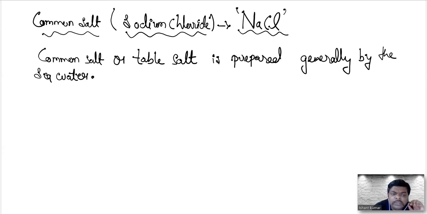Okay, that salt is taken to the factories, where the sodium chloride is separated from it, and pure NaCl is obtained there. The common salt or NaCl can also be mined. Have you heard about rock salt?